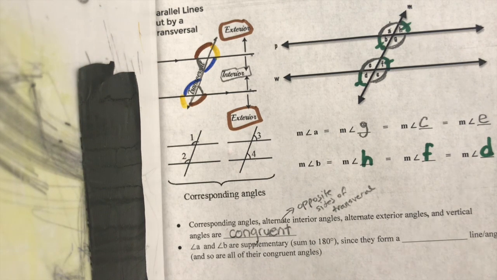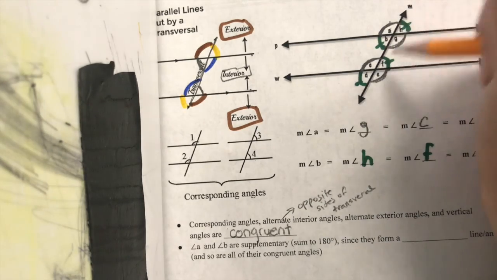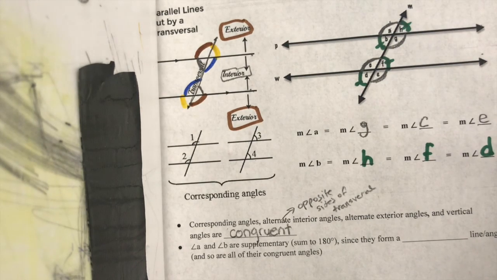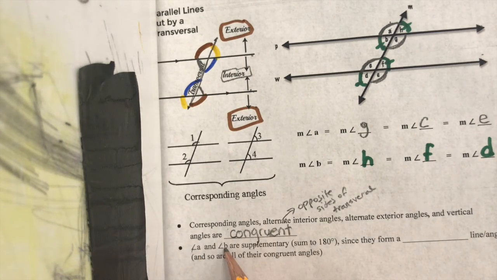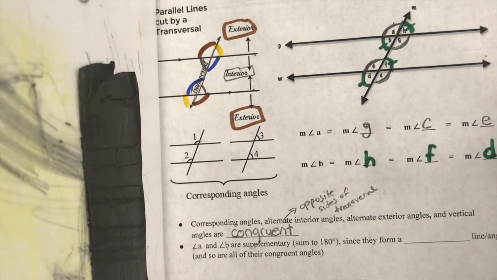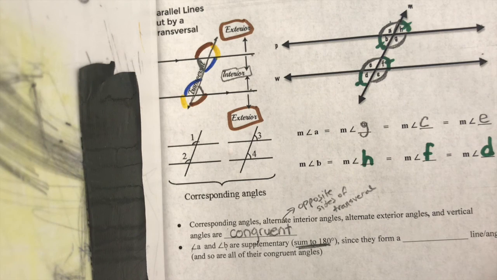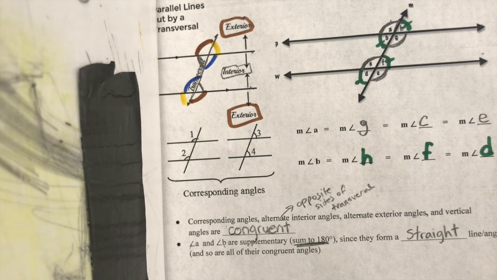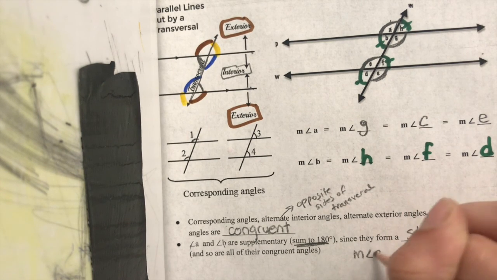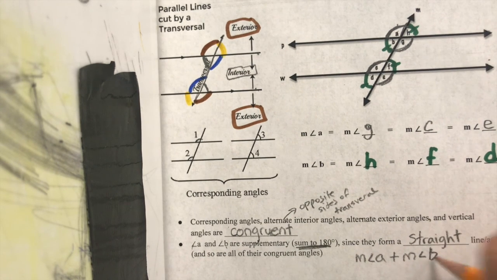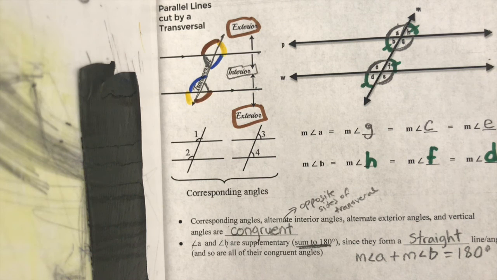And then the last thing we need to know about what happens when we cut parallel lines by a transversal is a relationship between these four and these four. Well, they are supplementary. We can see angle A and angle B right here. Those form a straight line. So if they form a straight line, they are supplementary. They sum to 180 degrees since they form a straight line or a straight angle. So that would mean the measure of angle A plus the measure of angle B is equal to 180 degrees. Okay, and we can use that in lots of different ways.